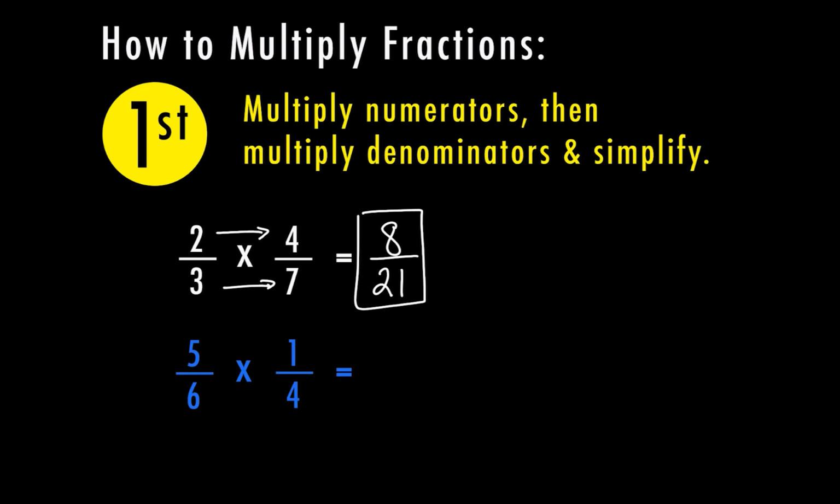For the second problem, straight across the top, 5 times 1 is 5. Straight across the bottom, 6 times 4 is 24. Now in both of these situations, the numerator and denominator in our answer cannot be reduced, so that would be our final answer.